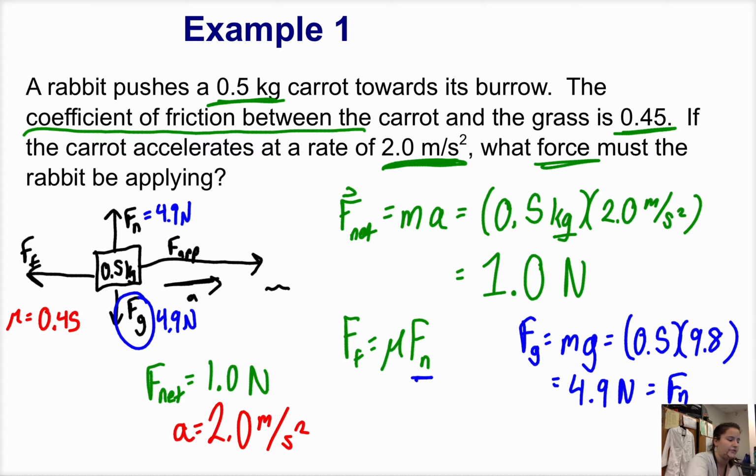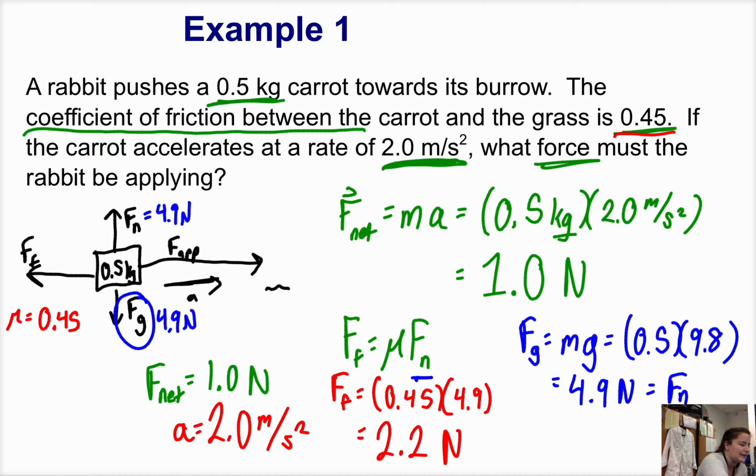Change to another color for you guys. Force of friction equals mu, which was given to me in the problem. It was 0.45, times the normal force, which we just found to be 4.9. We plug that into our calculator, and we get 2.2 newtons. Okay. So I'm going to fill that in on my free body diagram.